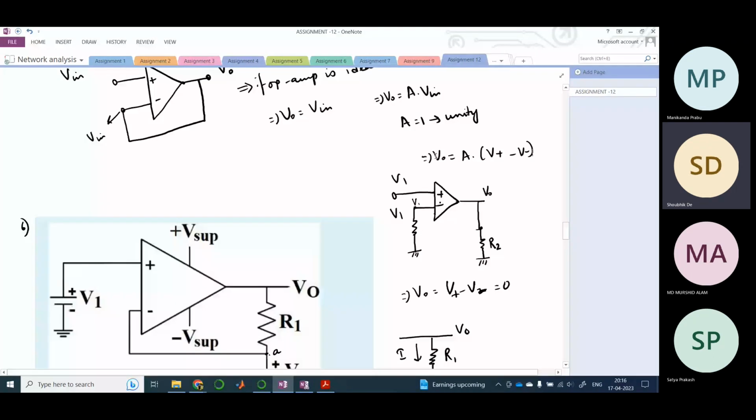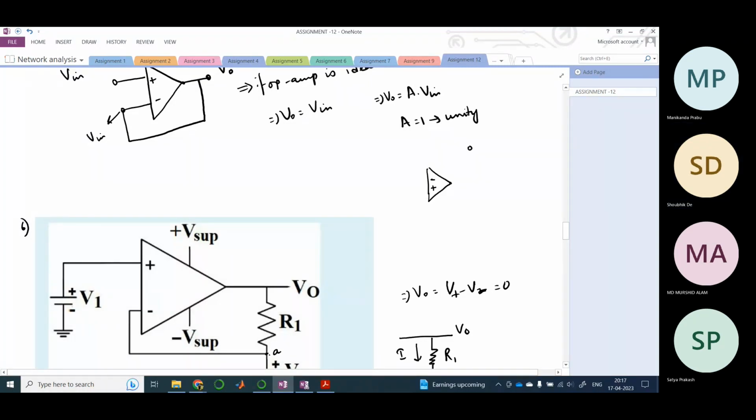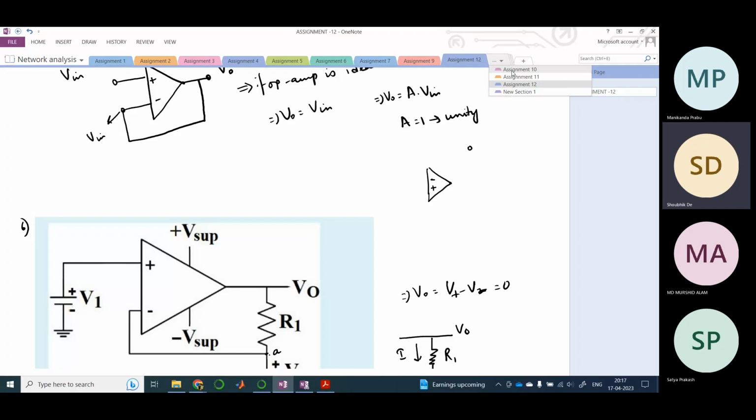So let me just redraw this circuit once again. If you have something like this, see, current would only be flowing if there is a feedback path, Manikananda, because you have considered the input impedance to be zero, instead of infinite. So you are confused in this.